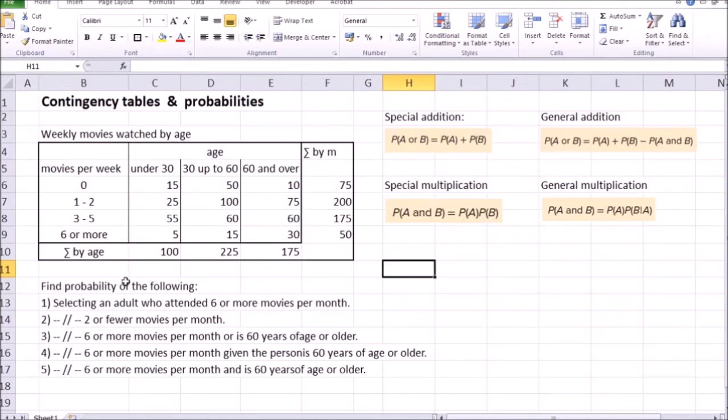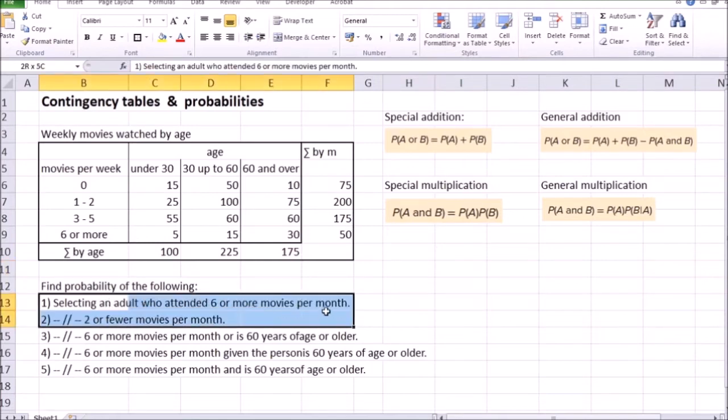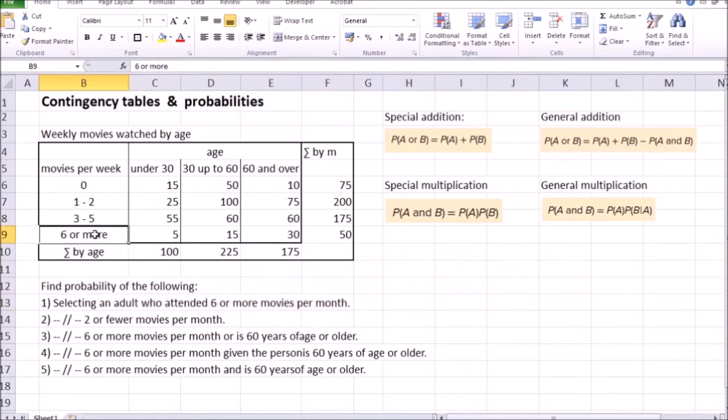First, what is the probability of selecting a random adult who attends 6 or more movies per month? In this question, as you see, we're not concerned with age at all. So we're only looking at number of movies across all ages without any concern for particular age category. So the total number of respondents that watched 6 movies or more is 50. And to find the probability of selecting one of them at random out of the total number of all of the respondents, we just need to divide this 50 by the total number of all of the respondents.